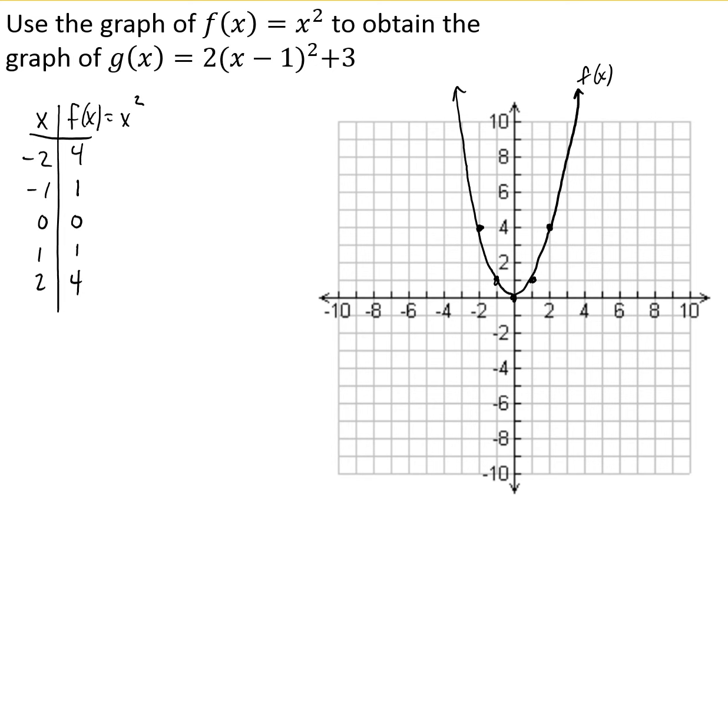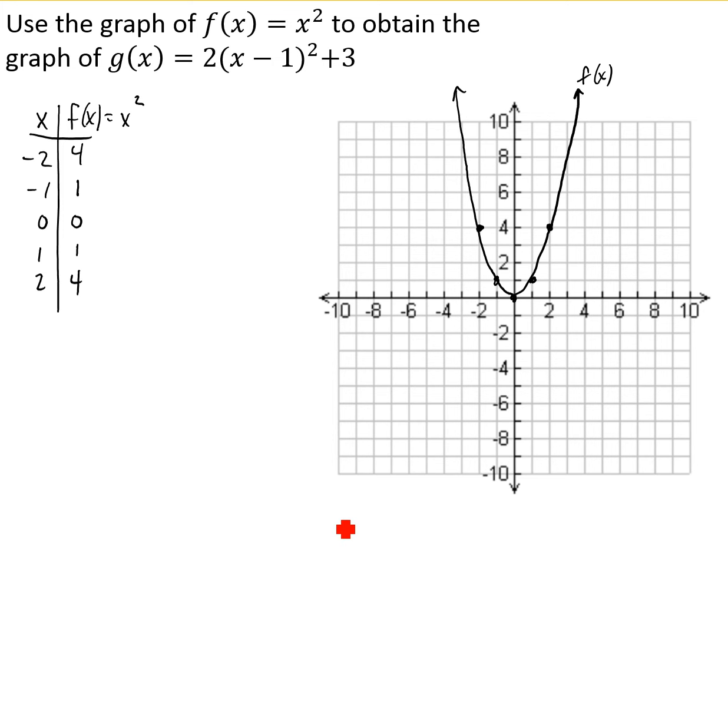Now when we look at our equation for g of x, we see multiple transformations being indicated. And so anytime we have more than one transformation, we need to apply them or perform them in a certain order in order to obtain the correct graph. So there is an order of transformations.